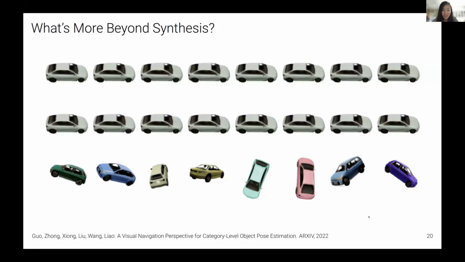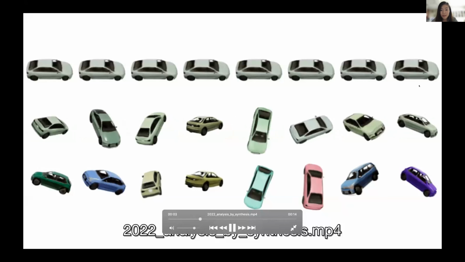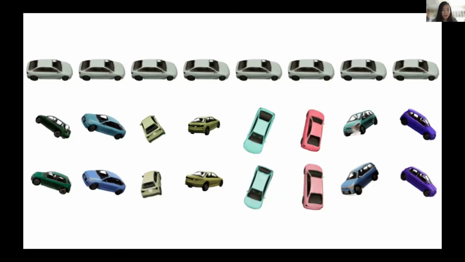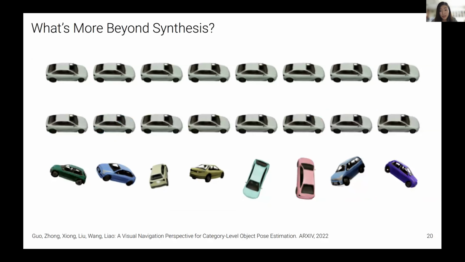So another question that we asked when we had GRAF is what more can we do beyond synthesis? This is actually not super relevant to the goal of building a simulator, but is relevant for how we can understand the thing better if we are able to synthesize the thing. So the task here is analysis by synthesis. The goal is to fix the parameters of the generator, and then given an arbitrary target image, we can use GAN inversion to retrieve the camera pose as well as the latent code. In the first row, we show the initialized image, and in the last row, we show the target. We can see that given very diverse camera poses, or object poses, it can still recover the car and the latent code.